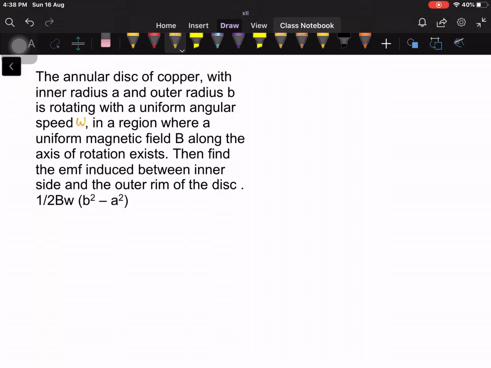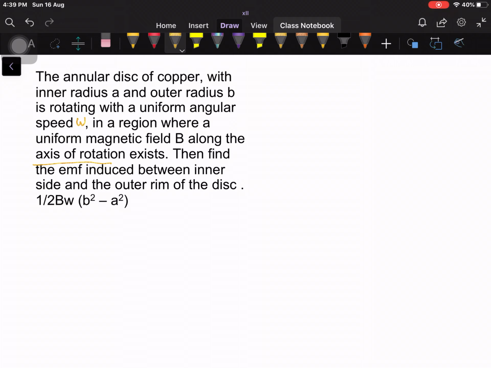a uniform magnetic field B along the axis of rotation exists. Along the axis of rotation means area vector of the coil and magnetic field will be same. Then find the EMF induced between inner side and outer side of the rim of the disc.